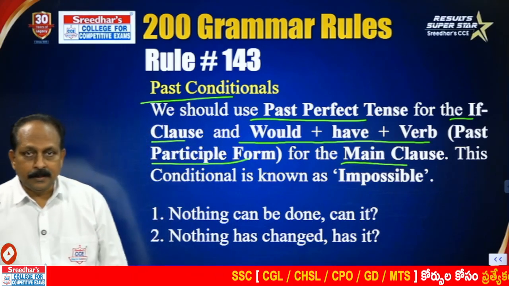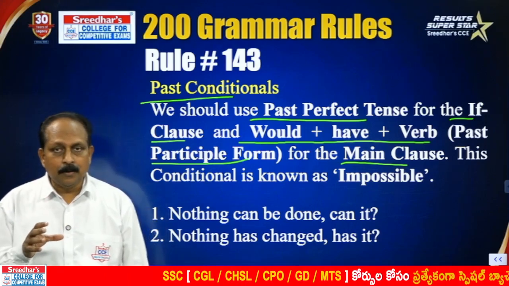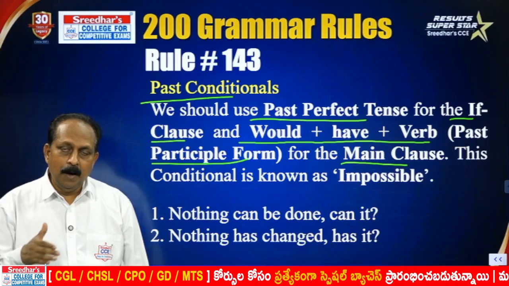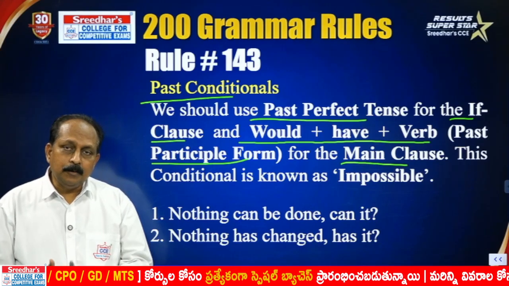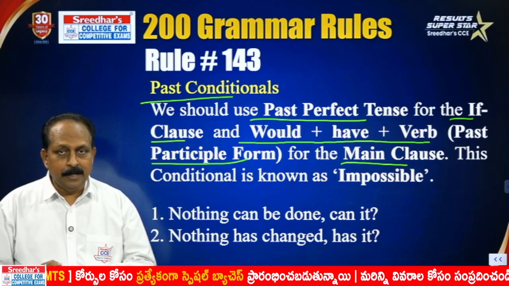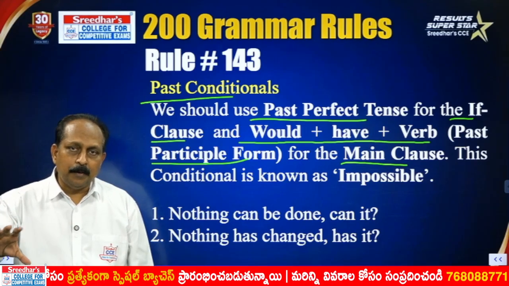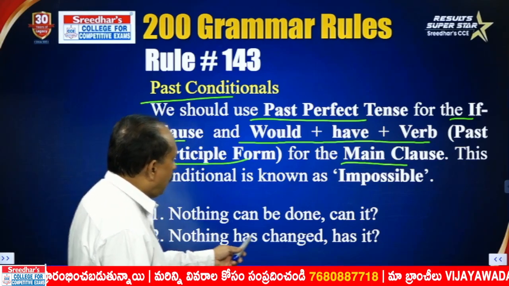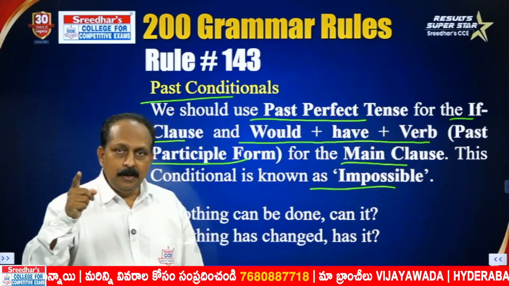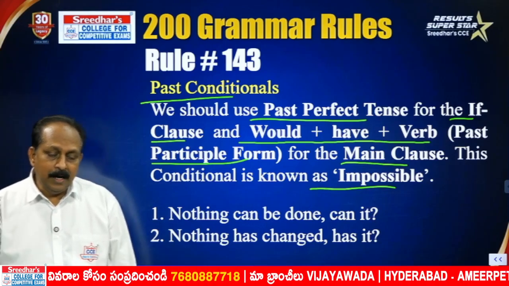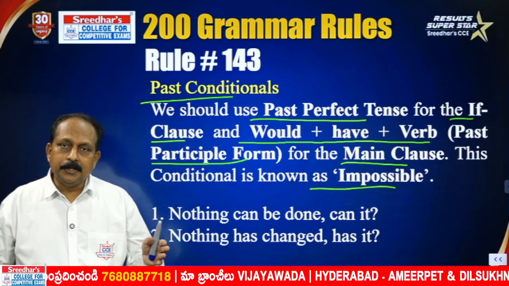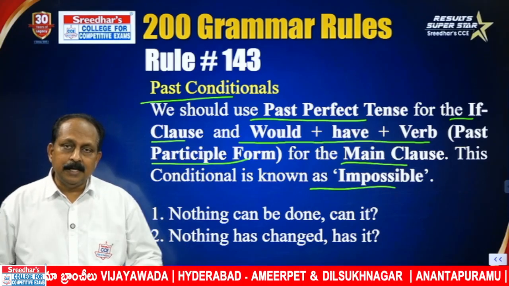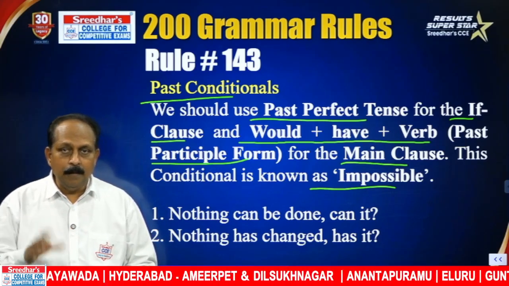Past perfect tense for if clause and for the main clause, there's a pattern. What is the pattern? Would plus have plus verb past participle form. Sometimes we may use could, we may use might based on the context, but usually in past perfect, past conditional we use would plus have. This conditional is known as impossible. Probable, improbable, impossible. Why is it called impossible? We cannot change the past. Whether it happened or did not happen, no one can change the past. Based on that, it is called impossible.